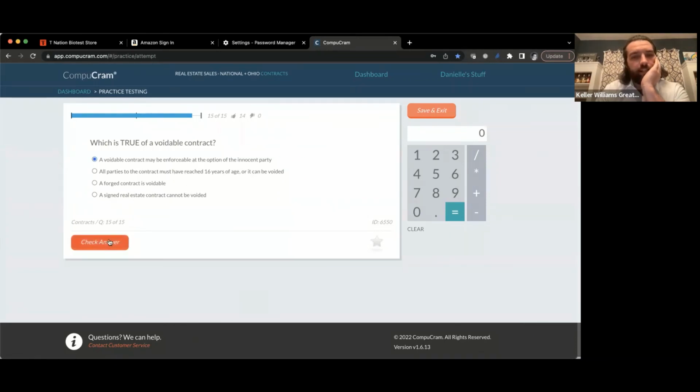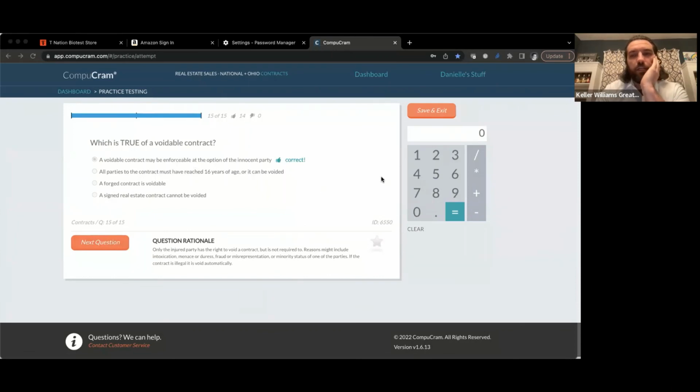I see more A's than anything else, and that's correct. Only injured parties can void the contracts, but they don't have to, giving them the option. Reasons might include intoxication, menace, duress, fraud, misrepresentation, or minority status as a minor. If the contract is illegal, it is void automatically. You can't contract people to do illegal things. It is unenforceable and void immediately, right?